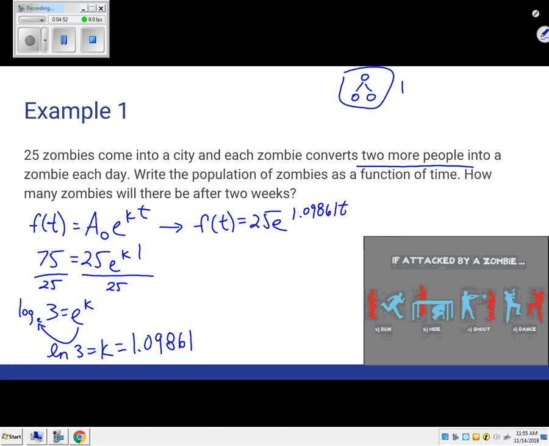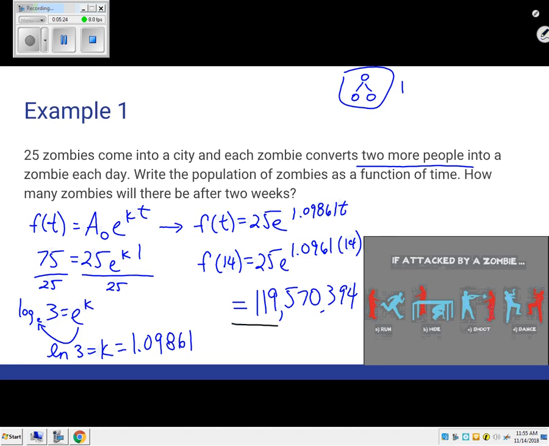So to answer the second half of this question, if I'm wondering how many zombies I'm going to have after 14 days, all I need to do is plug in 14. And after I plugged 14 in for T, oh man, these zombies blew up in 2 weeks. So 119,570,394 would be what it would be rounded to the nearest person.